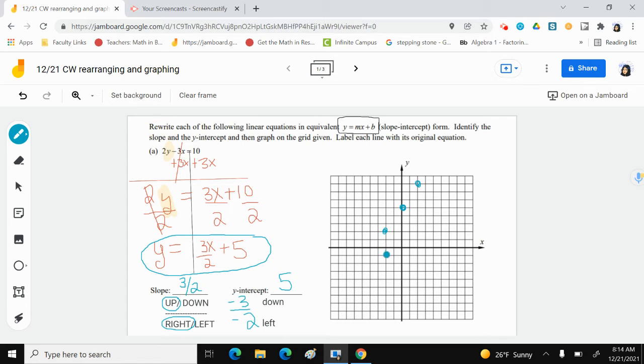Down 1, 2, 3, left 2. Always plot as many points as you can. I'm going to go ahead and draw a line connecting all my points. Don't forget to put arrows to indicate that the line goes on forever.